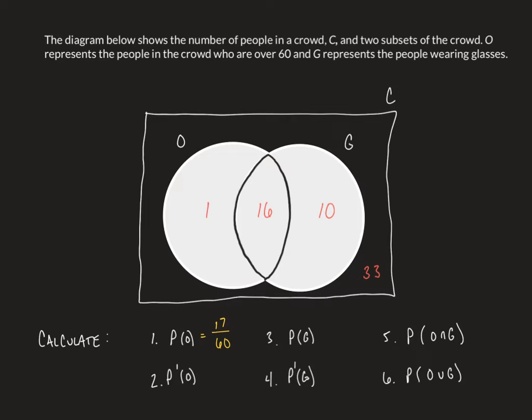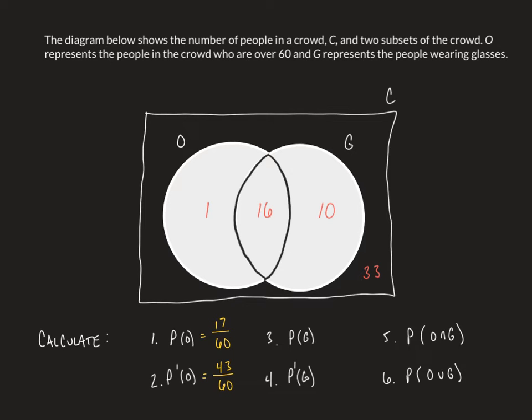So if I wanted to find the complement of that set, all I would need to do is just subtract, right? So I just need to figure out how many people are not over 60. All right, so 60 minus 17, because it's the whole minus the probability of O, and that leaves me with 43 out of 60. And I could check and make sure that this works. This plus this should equal the whole. It should be 60. And 17 plus 43 is 60, so we're in good shape there.